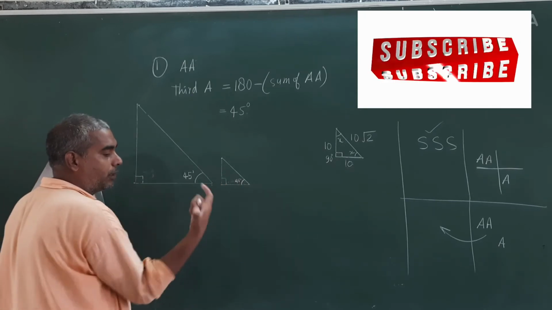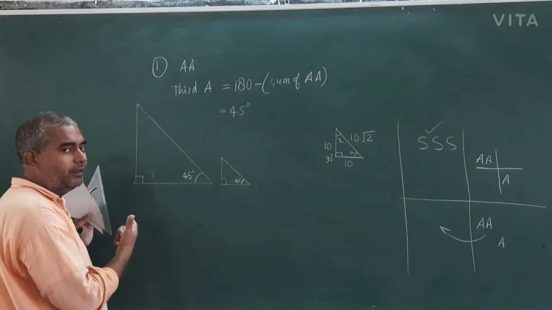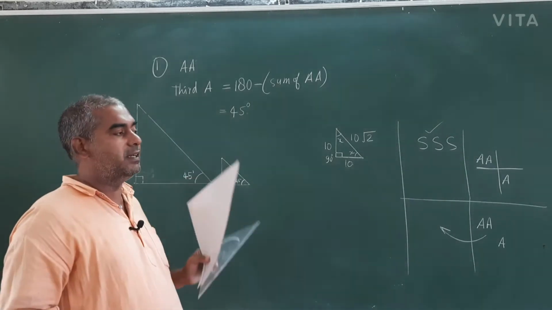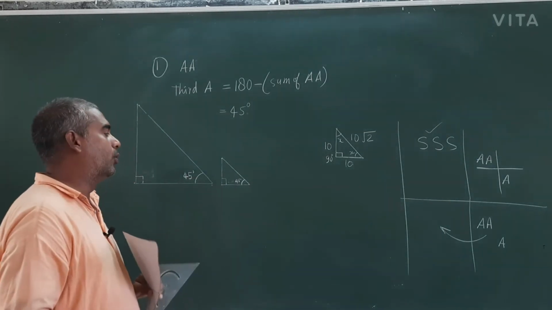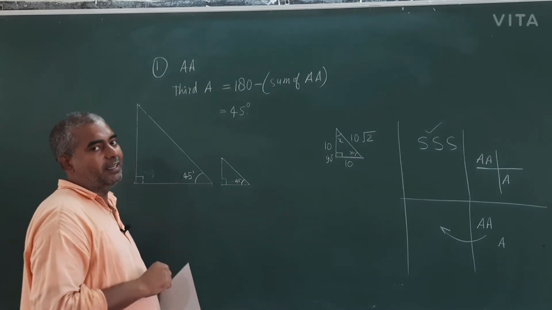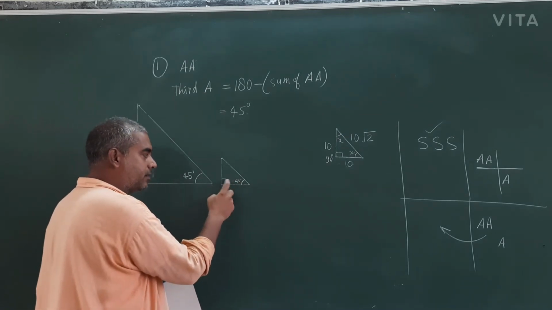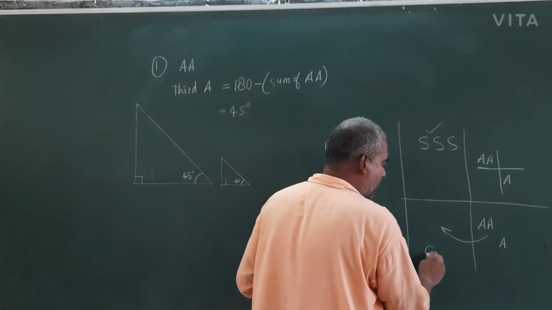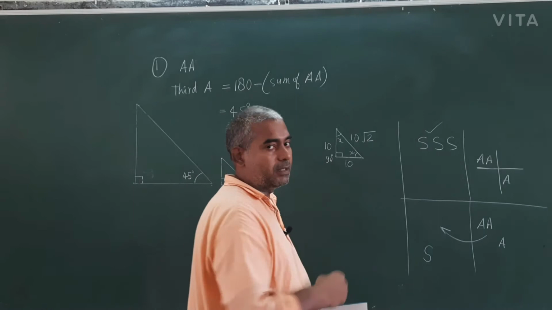Can he draw the exact triangles? No. For that he has to measure at least one side also, the two angles and at least one side. Just like that, at least one side is very important.